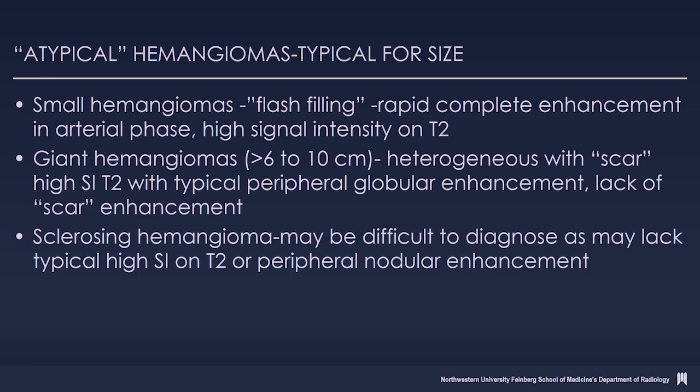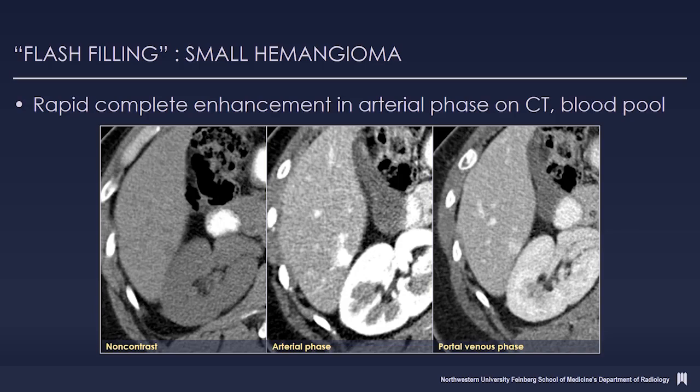And the ones that are really challenging are the sclerosing hemangiomas. These are the ones that can be difficult to diagnose as they lack the typical high signal intensity on T2 or the peripheral nodular enhancement that we like to see. So here on CT is what I described before, the flash filling or small hemangiomas. You could see that it's dark on the unenhanced images. You could see that it has marked enhancement on the arterial phase and stays similar to vessels on more delayed phases referred to as blood pool.